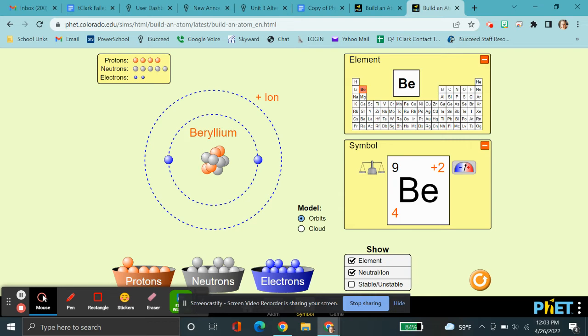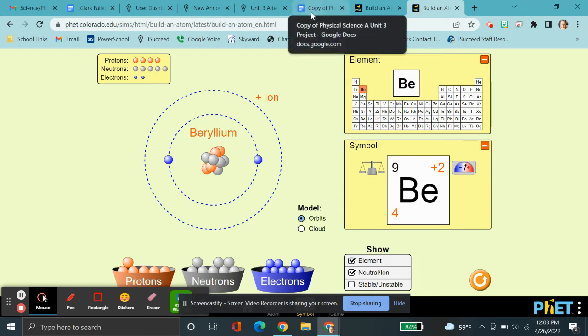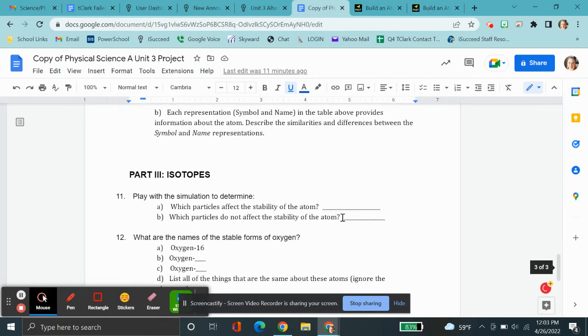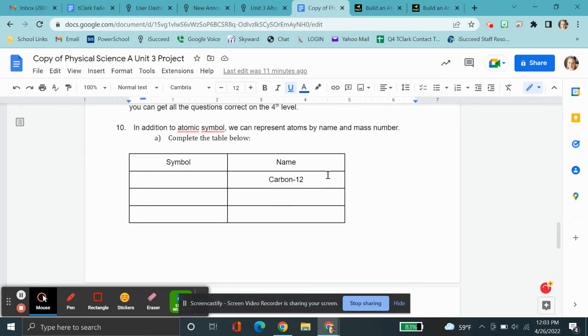Number 10, we're going to represent atoms by name and mass number. So we're starting with carbon 12. You'll write the symbol for carbon. And you get to choose the other ones that you do. You don't have to keep doing different carbon versions.